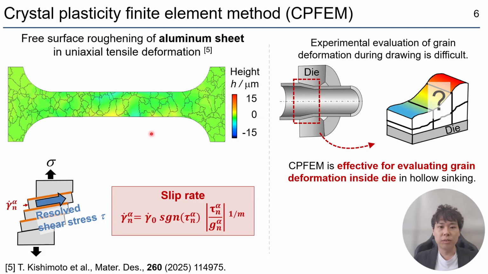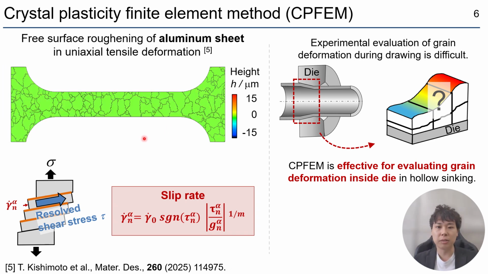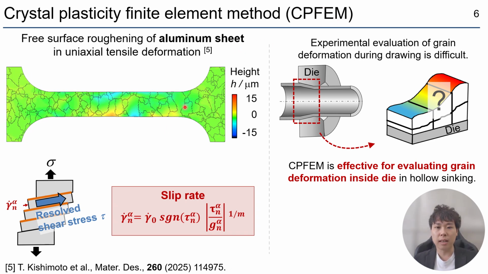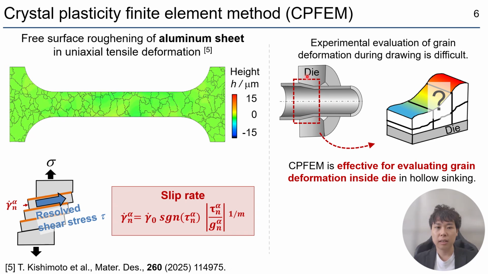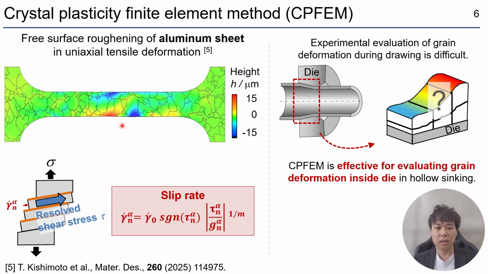In this study, I used the crystal plasticity finite element method (CPFEM) to evaluate the grain deformation inside the die. This animation shows the free surface roughening of an aluminum sheet in uniaxial tension by CPFEM. Grains deform by sliding along specific atomic planes called slip planes. CPFEM can reproduce this grain scale deformation by calculating the resolved shear stress, which drives slip in each grain.